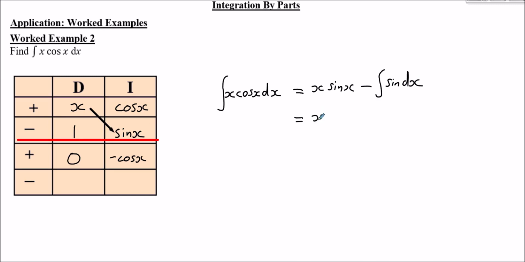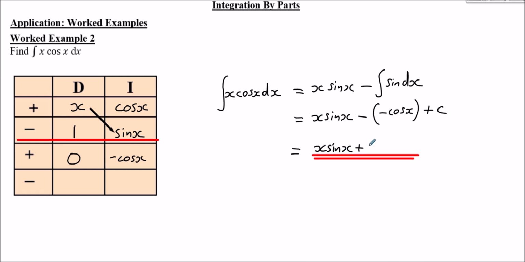That's going to give x sine x. This is why sometimes going a bit further is helpful, because we can see now the integral of sine is negative cos. So we're going to get minus cosine x. Then, of course, the constant of integration, which we'll always need to consider when taking an indefinite integral. And simplifying this down, that's going to give us x sine x minus a minus becomes plus cosine x plus c.